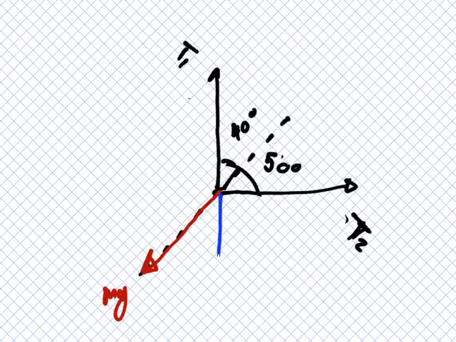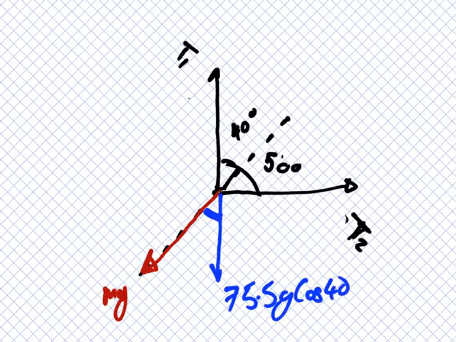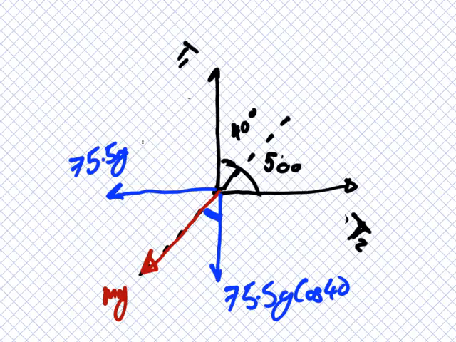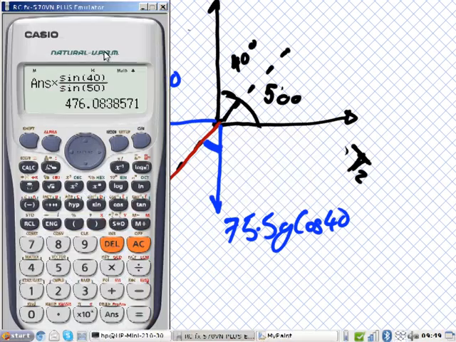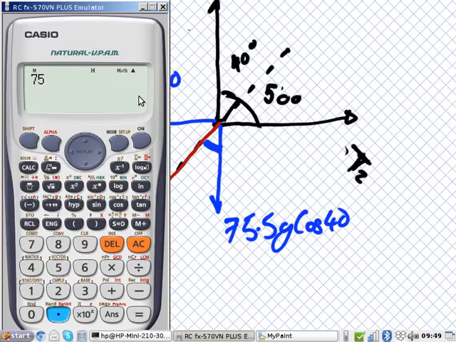It's like this: 40, 50. I rotate it so that the 50 is on the ground. This component here, what's this angle? 40. So this is mg, this is 75.5 g cos 40. And this angle? 75.5 g cosine 50, or the same thing as sine 40. Let's see if we get the same answer now. Yes! Very good.